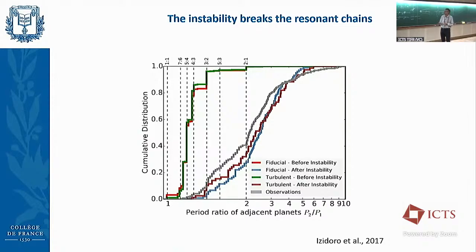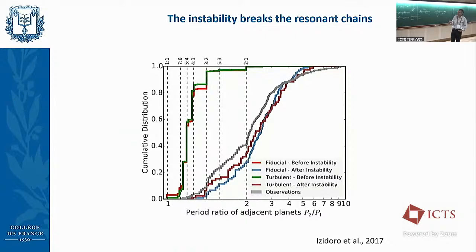chains. So at the end of the phase of migration of the disk, the simulations build the systems whose period ratio distribution is like this. It's a staircase where each step is for a ratio of periods equal to a rational number like 7:6, 5:4, 4:3, 5:2, because these are the resonances in which the planets must be. But what we observe is this.